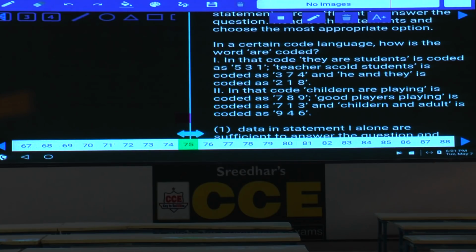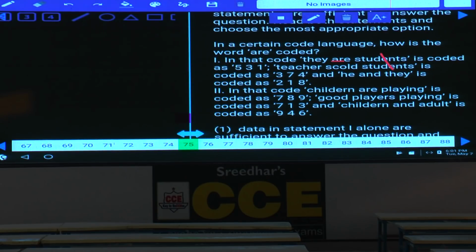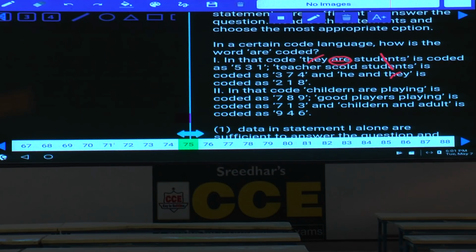Now in this question 75, in a code, students is coded as 531. How is the word are coded? In order to find the code for the word are, they are students and teacher called students. If you compare these two, what is the word which is common? Students is common, so one code will be common. And the next one, 374, he and they is coded as he and they. Now they is also common. As the two words they and students are common, finally we are left with are. Are is left over, so one code will be left over.